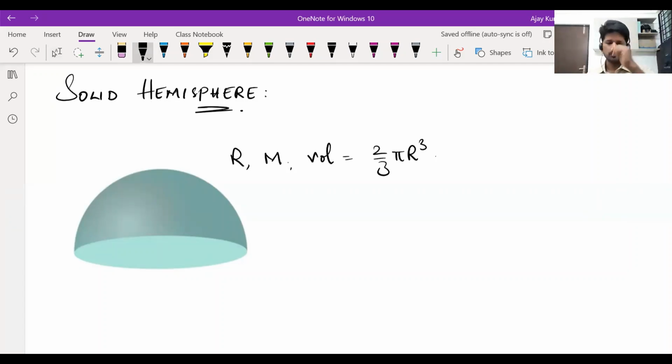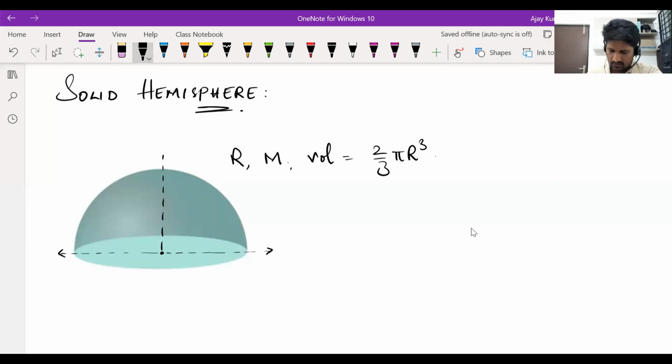We have to find out the position of center of mass. Does this system have a line of symmetry? Yes, it does. The vertical line passing through the center of the base. That is a line of symmetry. We'll treat it as the y-axis and we'll treat this horizontal line as the x-axis.